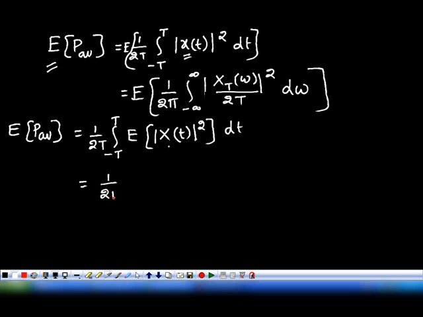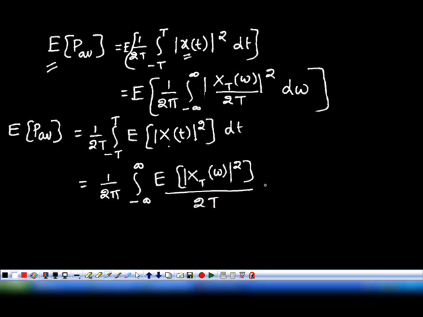And which is also equivalent to 1 by 2 pi integral minus infinity to plus infinity, the expectation of mod X_T of omega whole square divided by 2T, d omega. Understood this? See, this is the mean value of the random process over the interval minus T to plus T, is it?